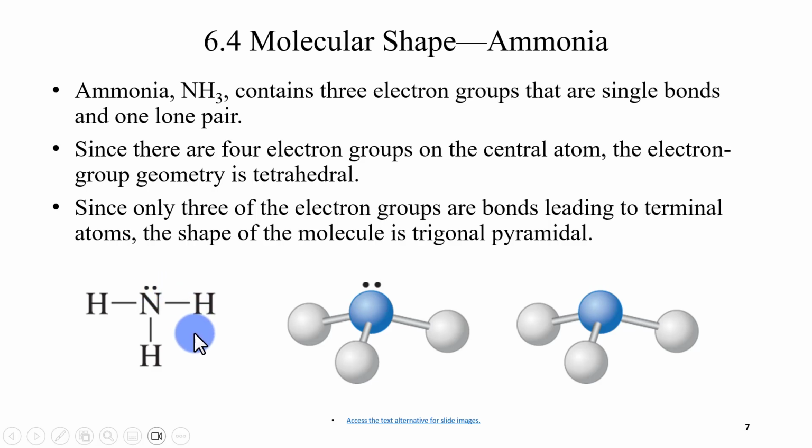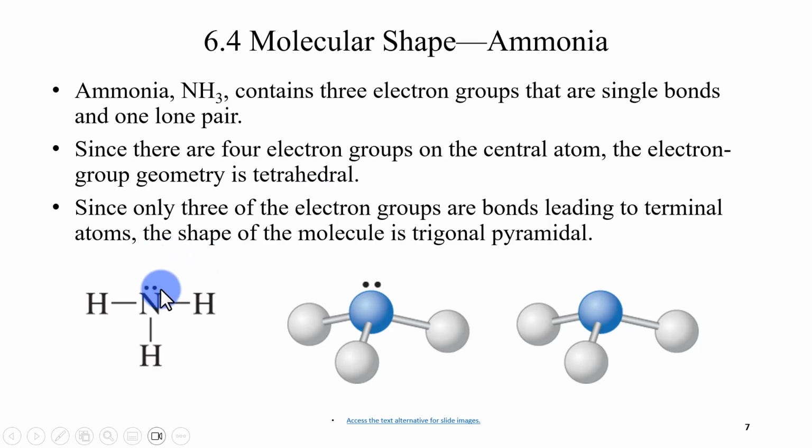So in this case, what is my electron group geometry? I count electron groups around my central atom. I have 1, 2, 3, 4, because that counts as 1 as well, the lone pair. So I have 4 electron groups. That makes my electron group geometry tetrahedral because I have 4 electron groups around my central atom. So the geometry of the electron groups is the tetrahedral.